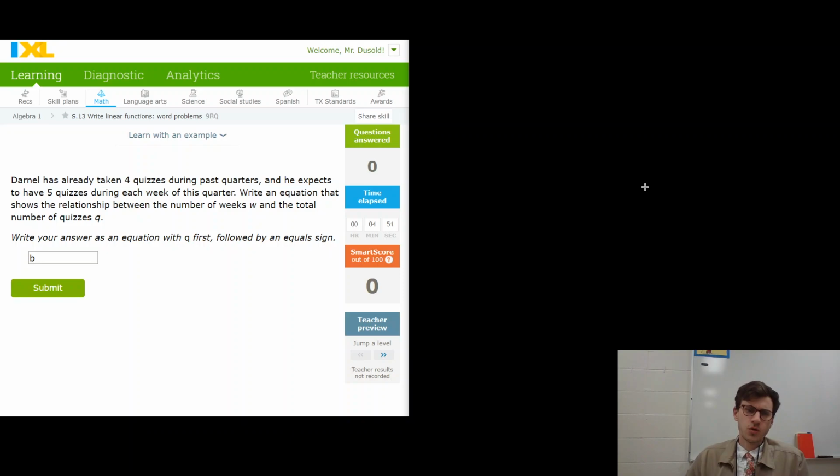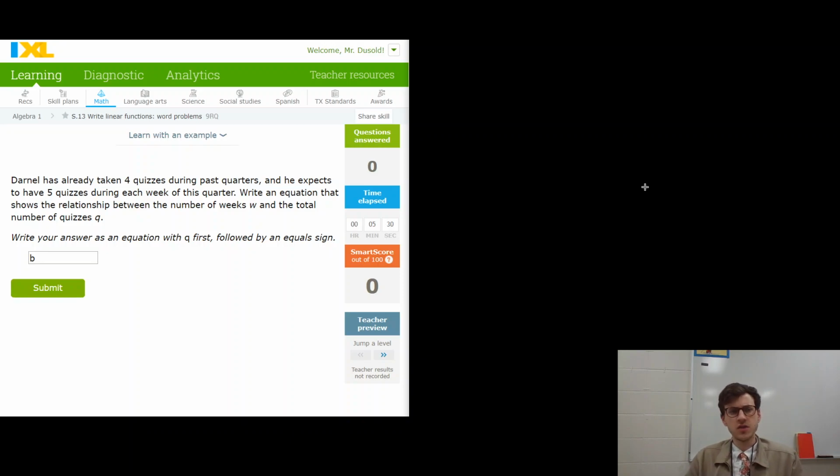Darnell has already taken 4 quizzes during past quarters. So in some schools, instead of semesters, they have quarters. Okay. And he expects to have 5 quizzes during each week of this quarter. Write an equation that shows the relationship between the number of weeks and the total number of quizzes. So let's say semesters, right? Darnell, he's already taken 4 quizzes this semester, and he expects to have 5 quizzes each week, which is a lot of quizzes, each week of this semester.